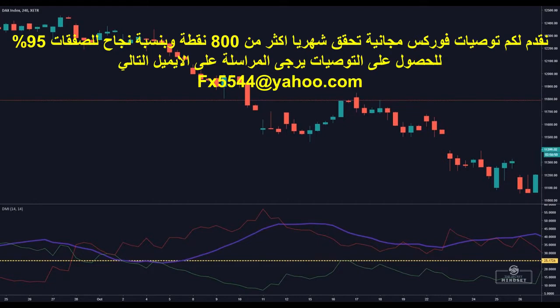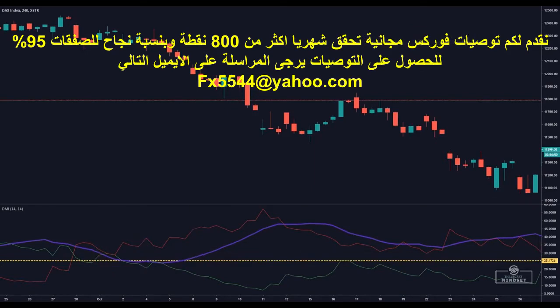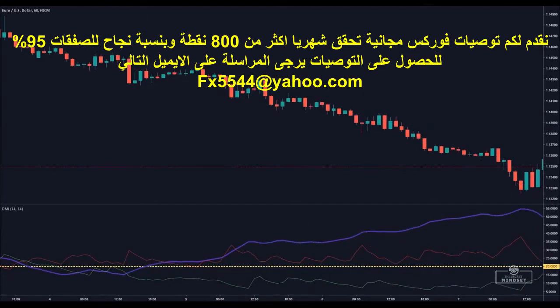Here's a downtrend on the DAX index. The negative directional movement indicator crossed above the positive one, and once the ADX line stabilized above the 25 level, we were safe to search for short opportunities. And here we have another example on the EUR/USD.